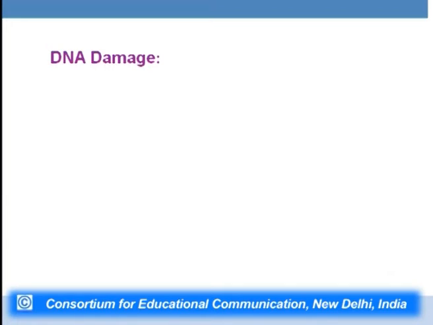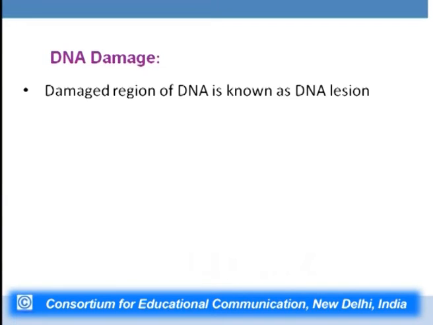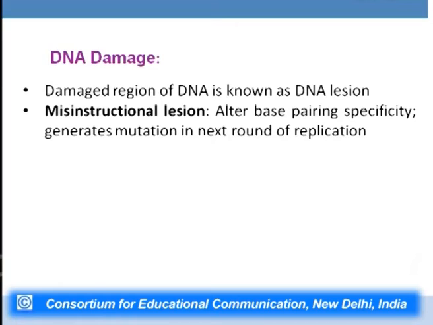Now, apart from that, DNA can be damaged in multiple ways in the cell of the organism. The damaged region of the DNA is known as DNA lesion. The lesion could be misinstructional, that is, it might alter the base pairing specificity of the DNA, and it might generate mutation in the next round of replication.